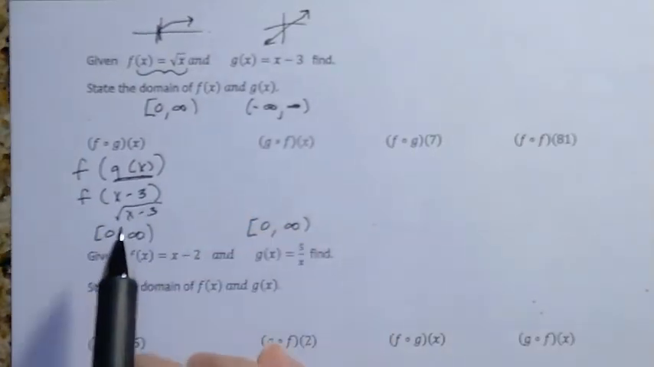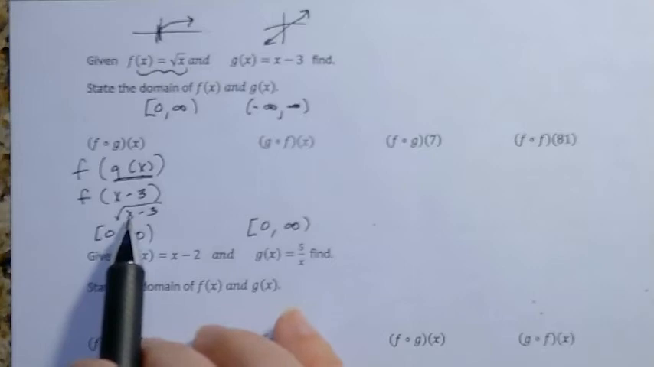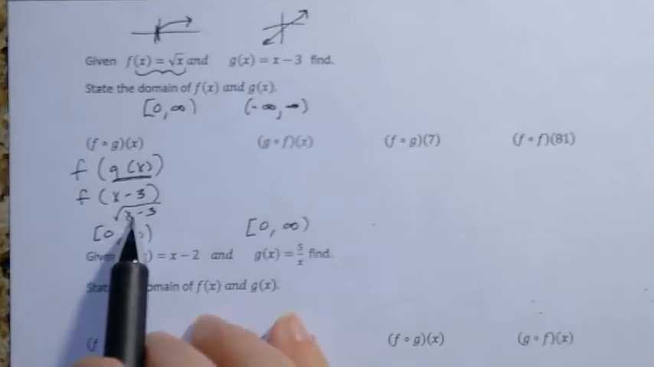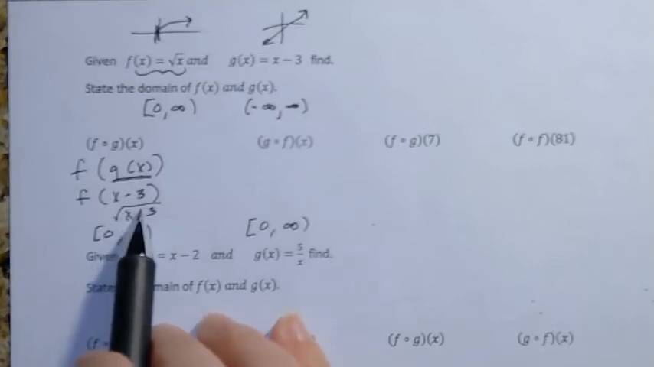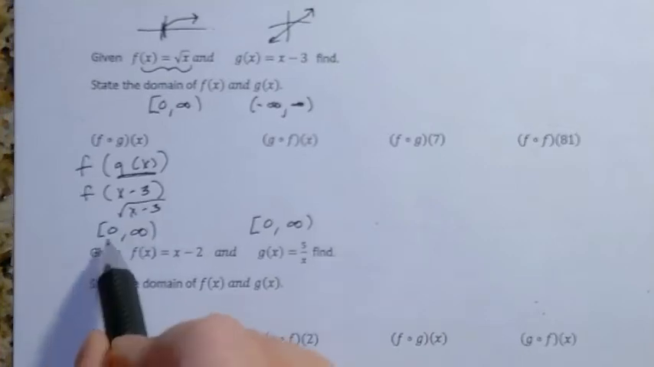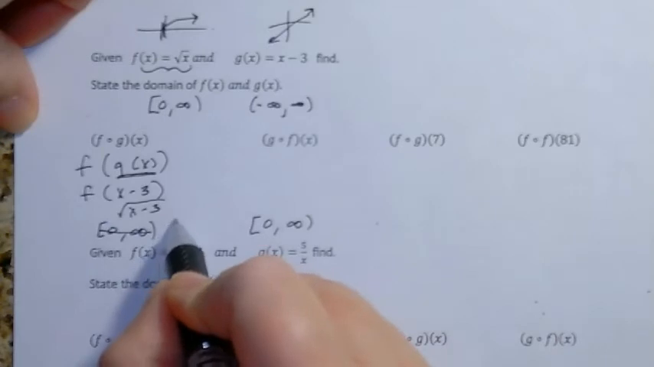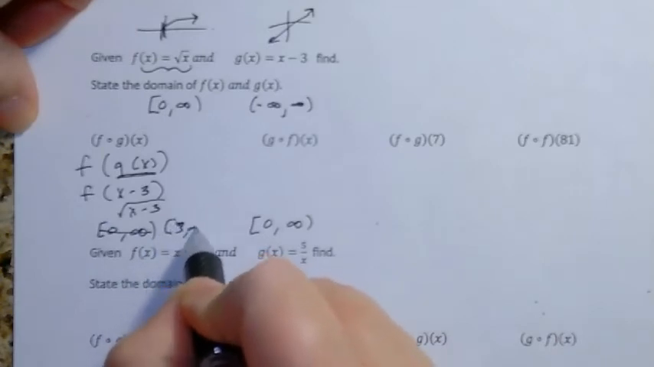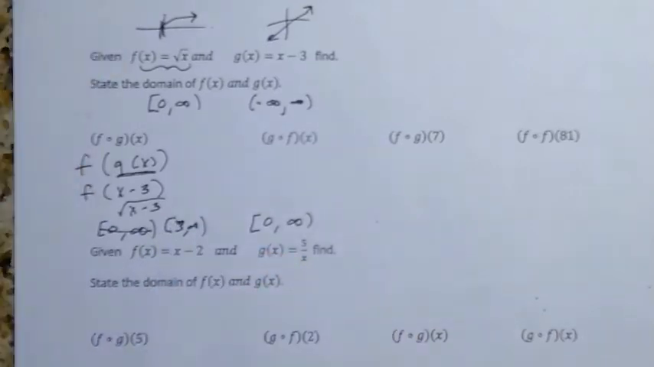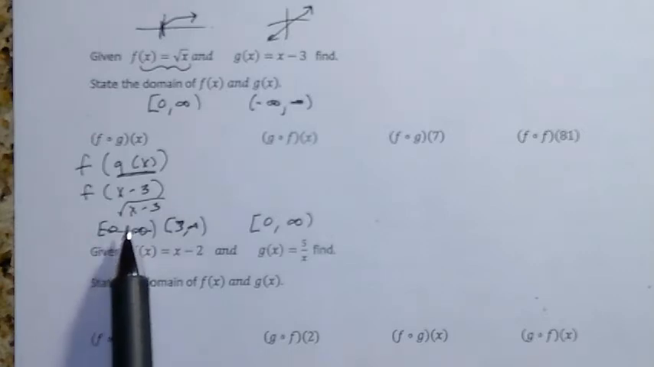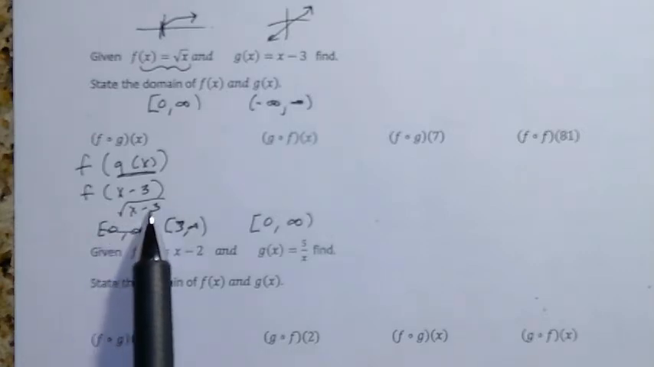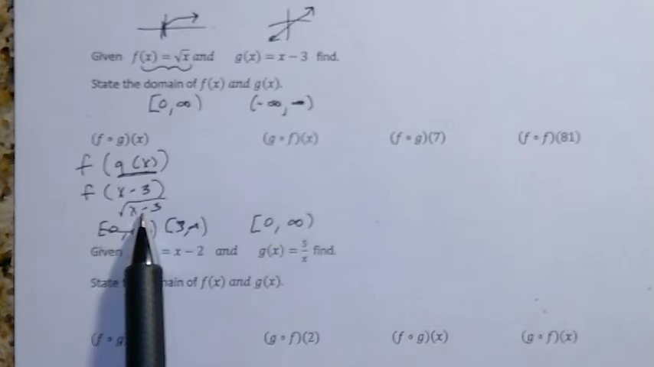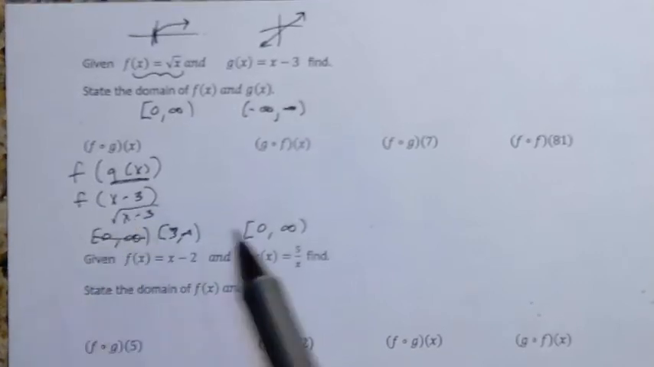So this time, it's not going to be negative infinity to infinity. The first number that I could actually have is 3. It's okay to have a 0 under here, but it's not okay to have a negative under here. So this has to change and go from 3 to infinity. If I put a number smaller than 3 in here, 2 minus 3 would be negative 1, and you can't have a negative under a radical.